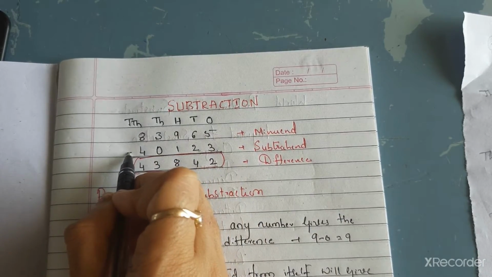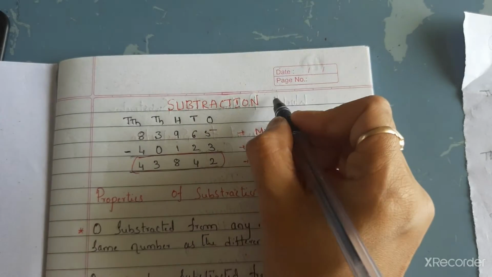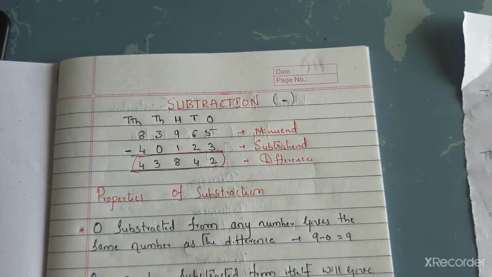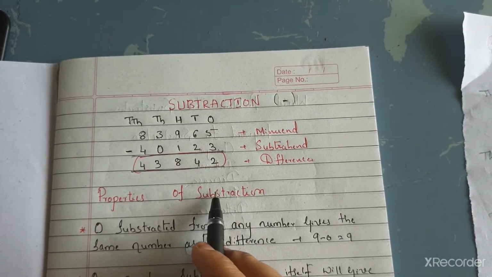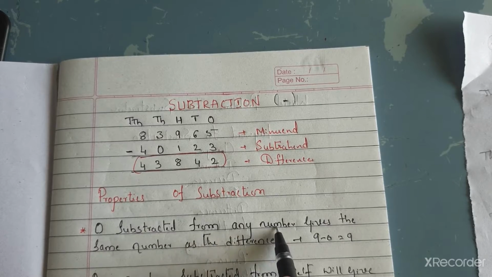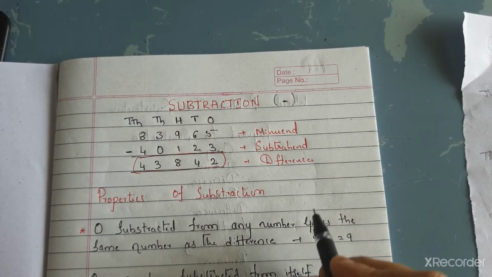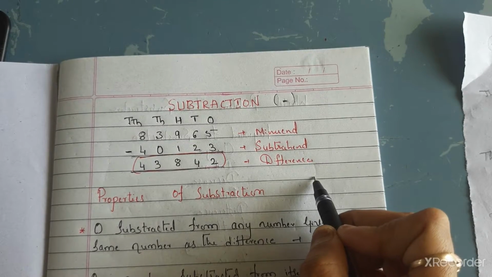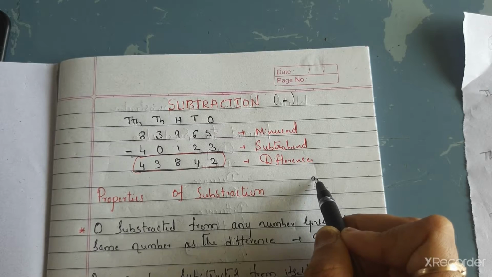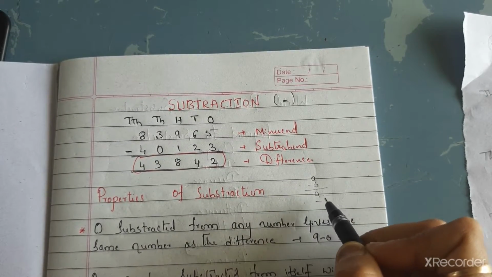And the notation for subtraction is like this. Subtraction is denoted with a bar. Next, let us learn about properties of subtraction. 0 subtracted from any number gives the same number as the difference. When we subtract 0 from any number, we get what here? The same number.